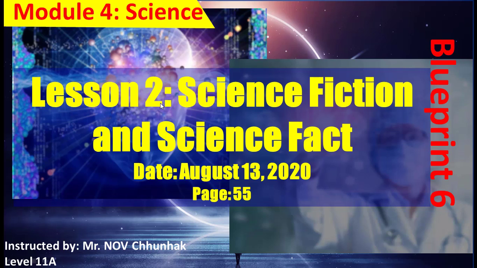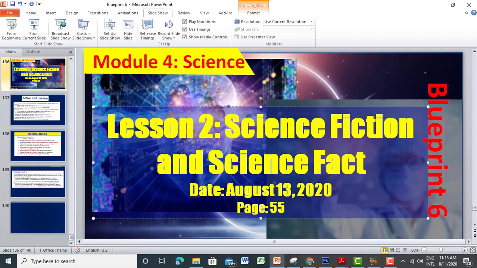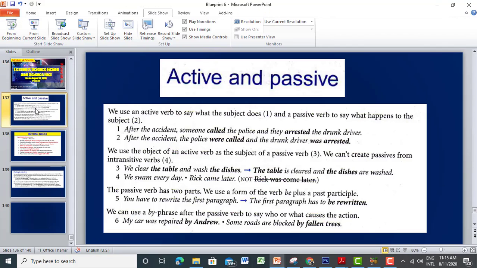For example, the cat ate the mice. We use the past simple here, but when we use the passive, we say the mice were eaten by the cat. So teacher would like you to focus on this a bit, everyone.